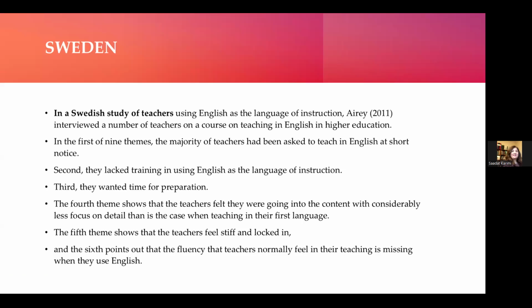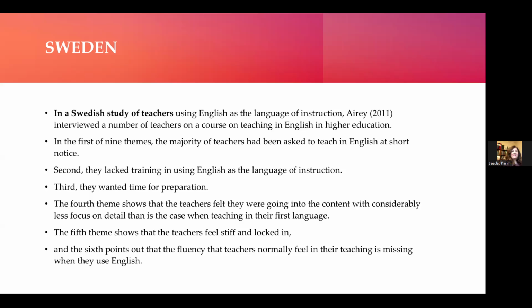In a Swedish study of teachers using English as a language of instruction, I interviewed a number of teachers on a course on teaching in English in higher education. I found nine themes. In the first of them, the majority of teachers had been asked to teach in English at short notice. In the second, they lack training in using English as a language of instruction.